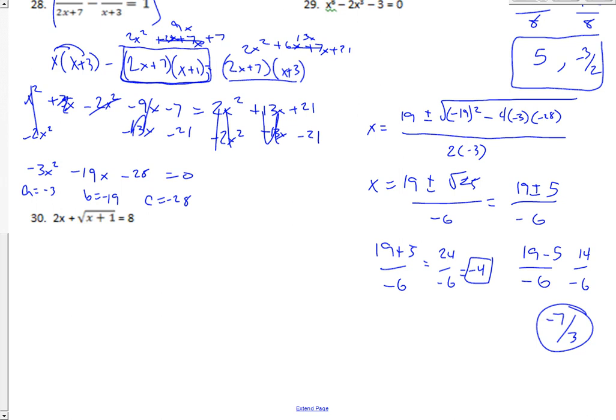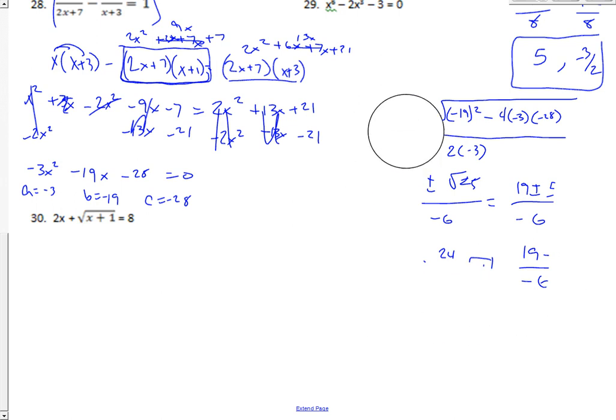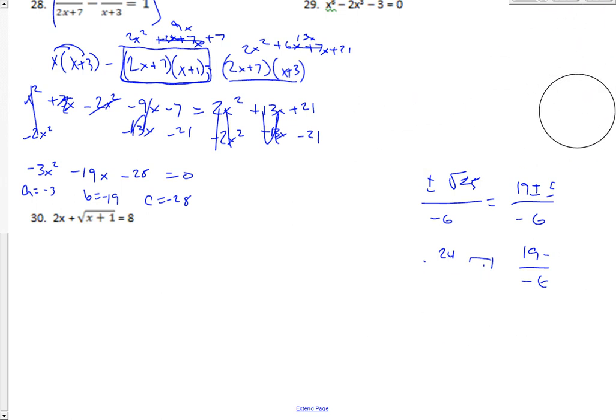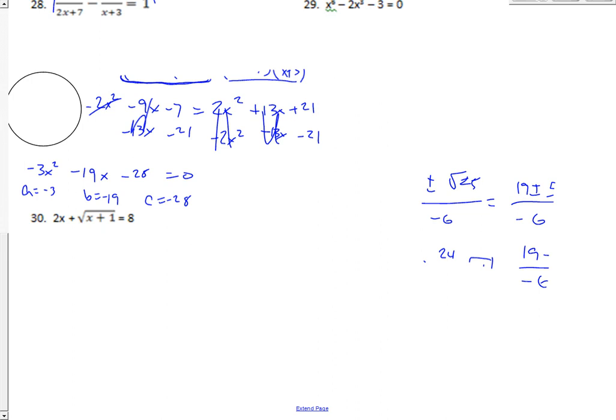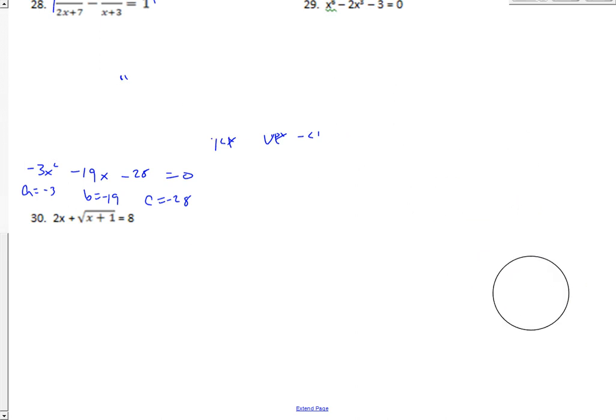I'm going to have to give myself some room here, so I'm going to have to erase all this. So pause it if you need to write it down. All right.